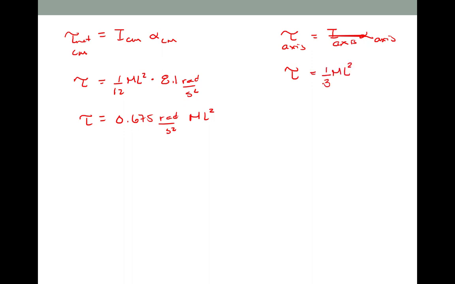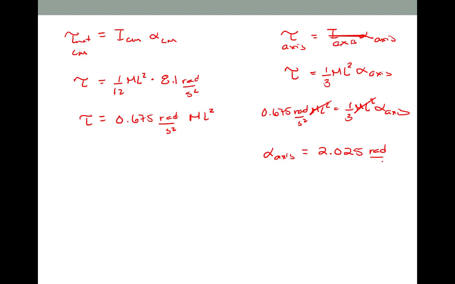As we saw, the moment of inertia for a rod about one end was 1/3 ml squared, and that has to equal the new angular acceleration. Plugging in that the torque is the same in both cases, the mass times the length squared is on both sides of the equation, so it cancels. And that allows me to calculate that the angular acceleration about an axis at the end, in this case, will be 2.025 radians per second squared.